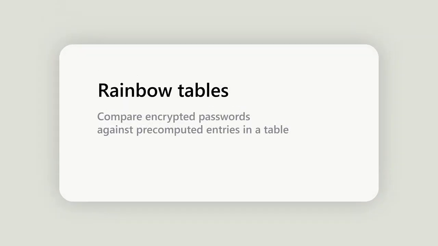Attackers also use rainbow tables, which are large databases that contain pre-computed hash values for a wide range of possible passwords. A hash value is the result of encrypting a password using a mathematical formula, which converts it into a unique and secure string of characters.